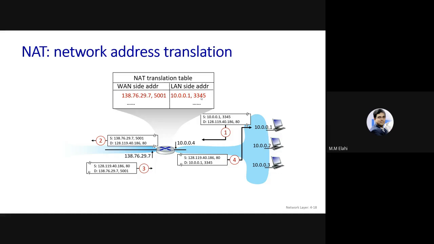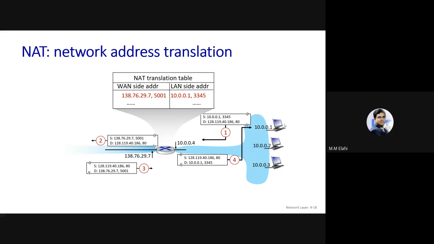Now let me make it clear. Should this host know that a translation happened in the middle? No. See step 1 and step 4: just the source and destination are reversed. The host requests 128.119.40.186 and receives a response from 128.119.40.186. So there is no way for the host to understand that a translation happened in the middle. For the host, it is fine.